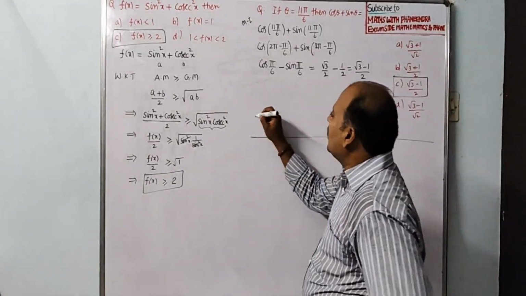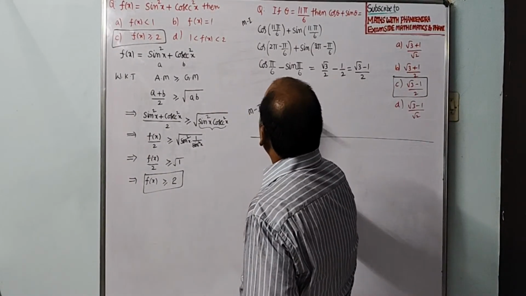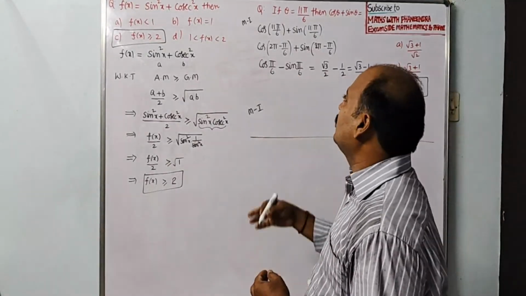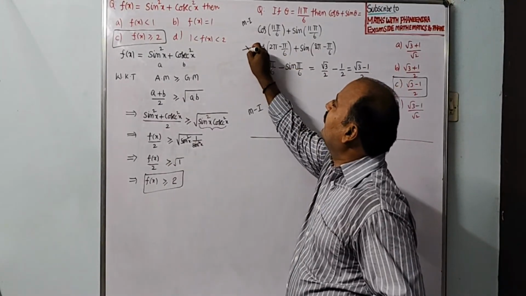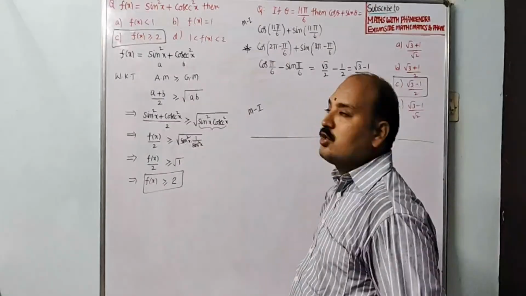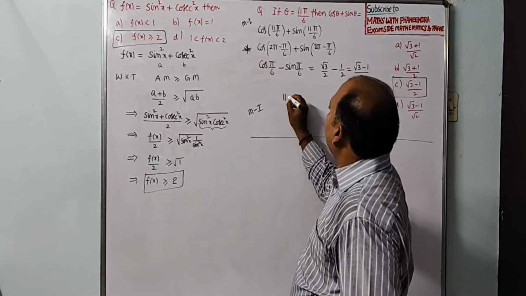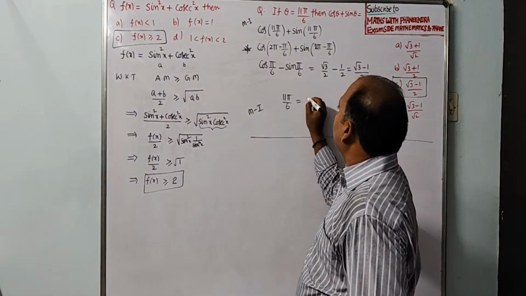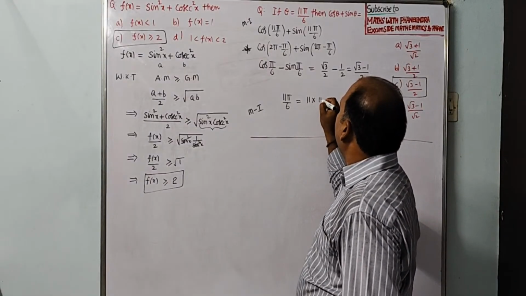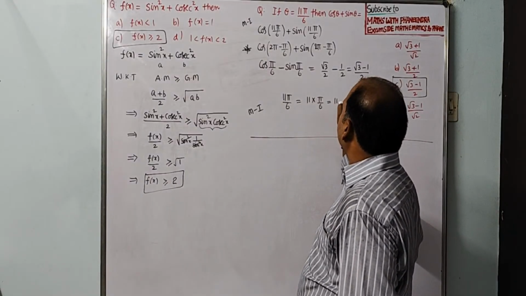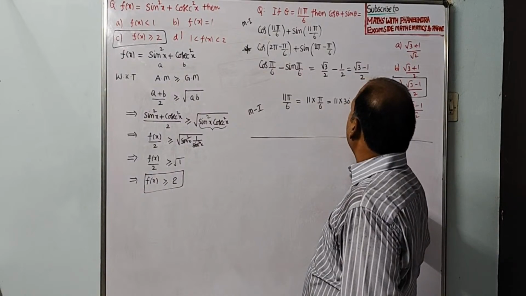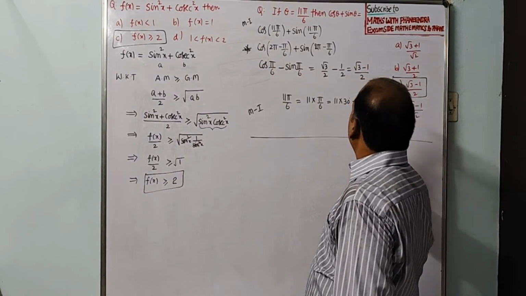What I am going to do in another method is convert into degrees. Some students are not able to write in this way. So what I am planning is 11 pi by 6 is equal to 11 into pi by 6. Pi by 6 in terms of degrees is 30 degrees. So it will be 330 degrees.